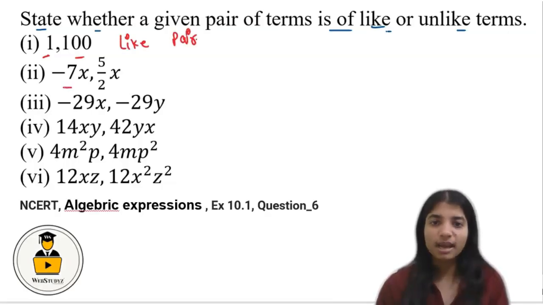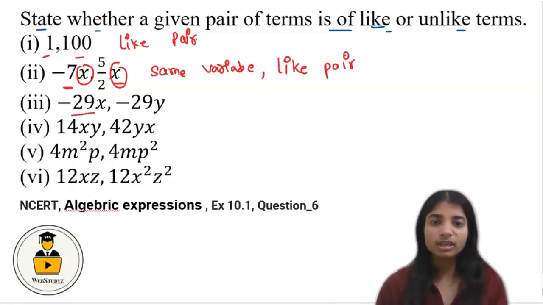Now the next is minus 7x and minus 5 divided by 2x. Look here, minus 7x has variable x and minus 5 divided by 2x has variable x. Both have the same variable. So we can say that they are a like pair of terms, or like terms.